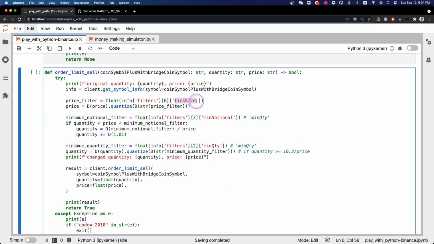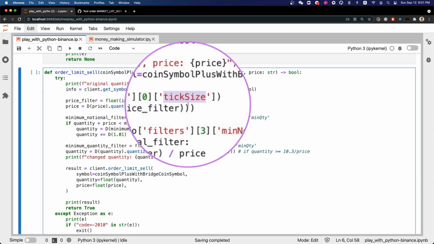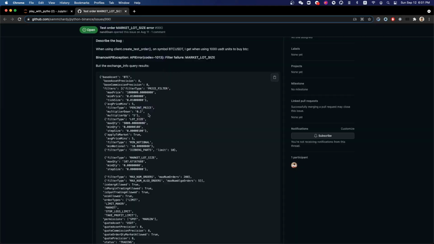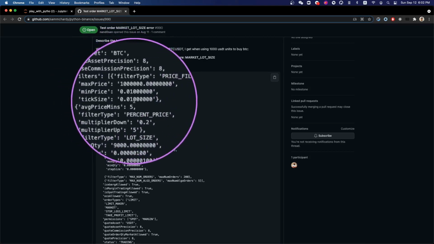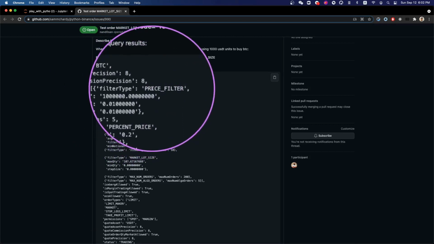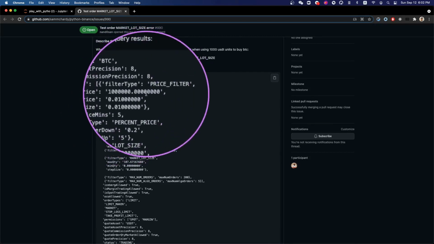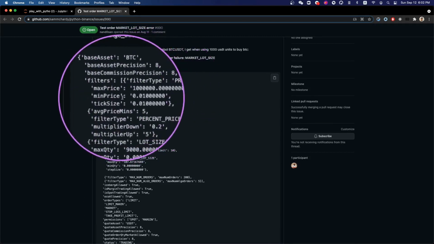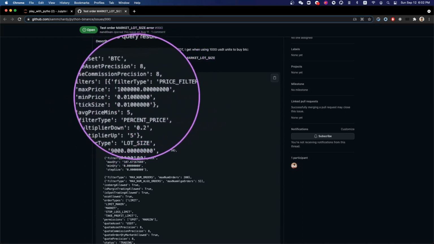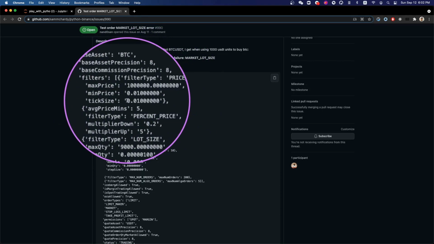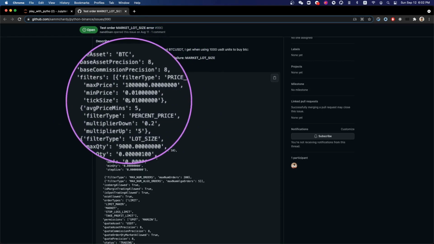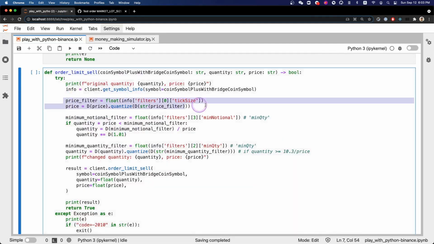For example, here we have a filter called tick size. What is the tick size? If you look here, you see the filter tick size equal to a number. It's a number that defines the price range. It has a minimal price and a max price. Your price should be a number between the two numbers. In other words, for every trade you make, the price should be greater than 0.01. That's why here I use this command to get such a minimal price.